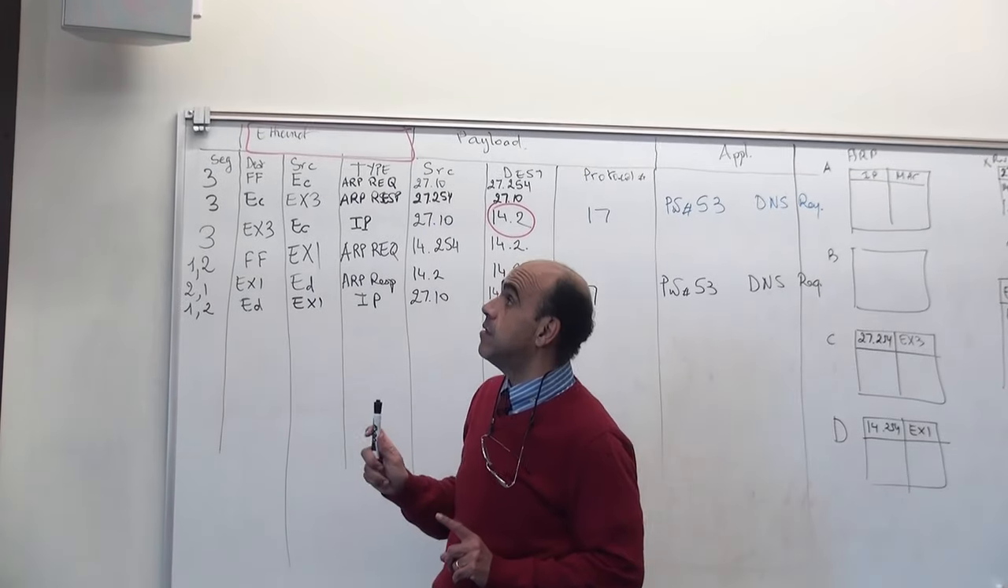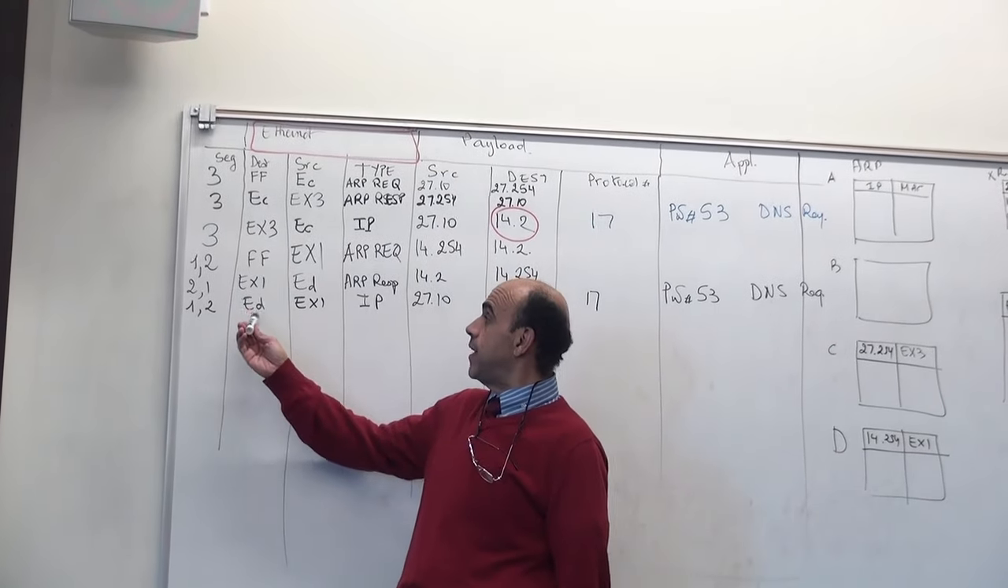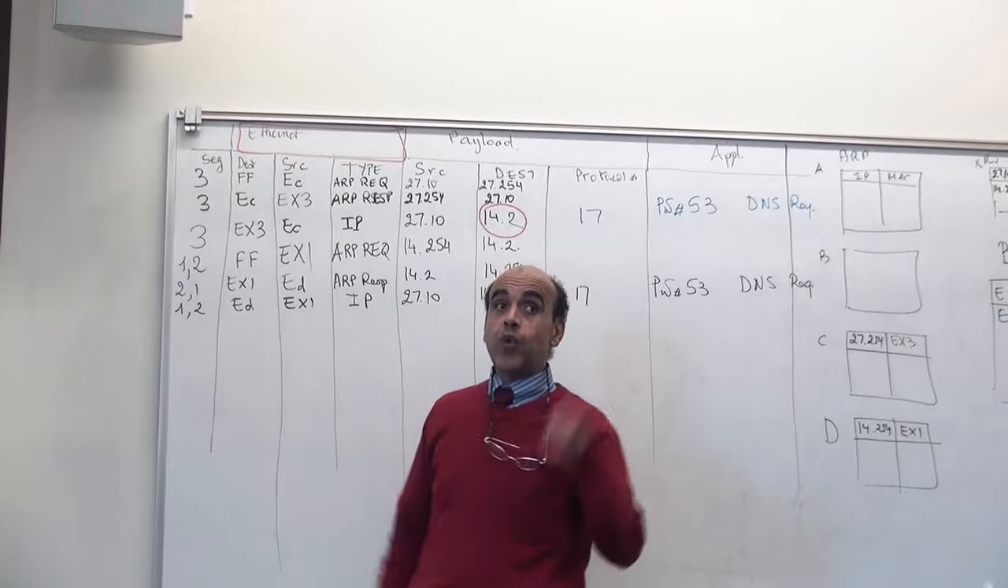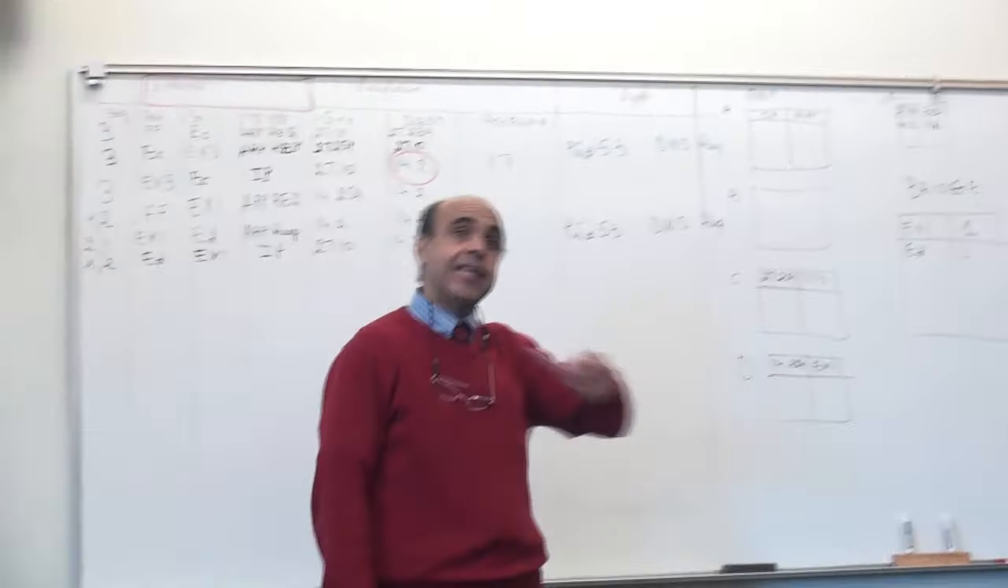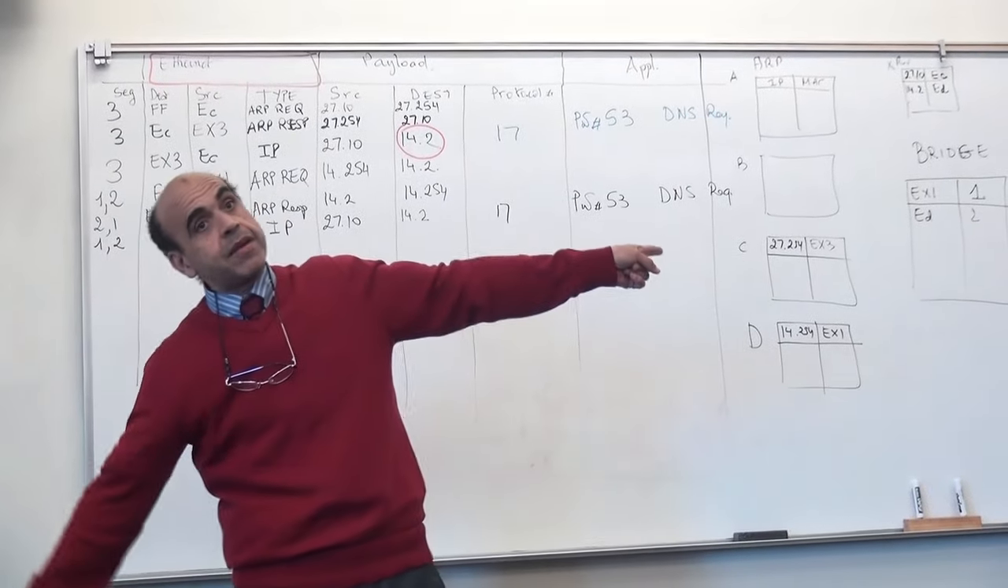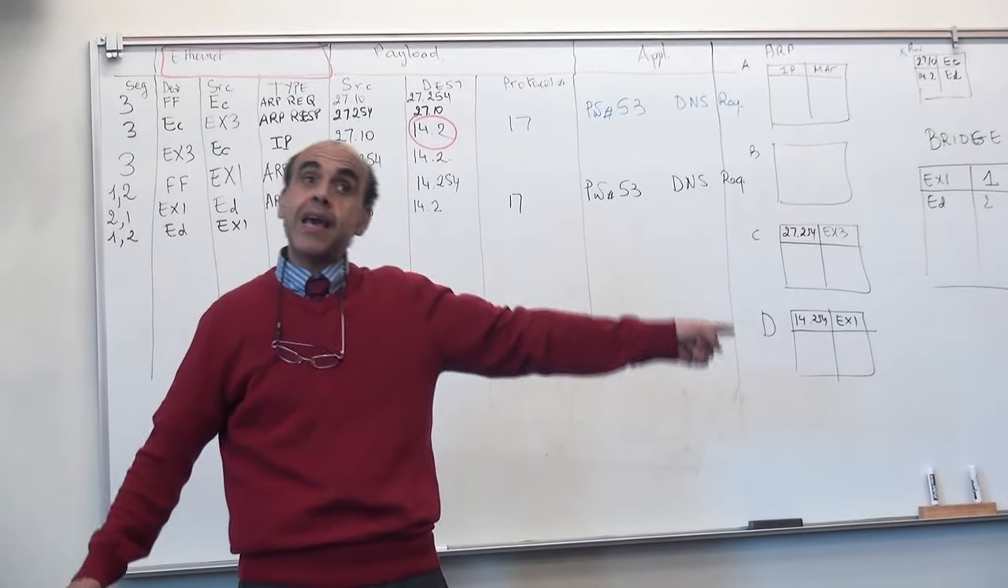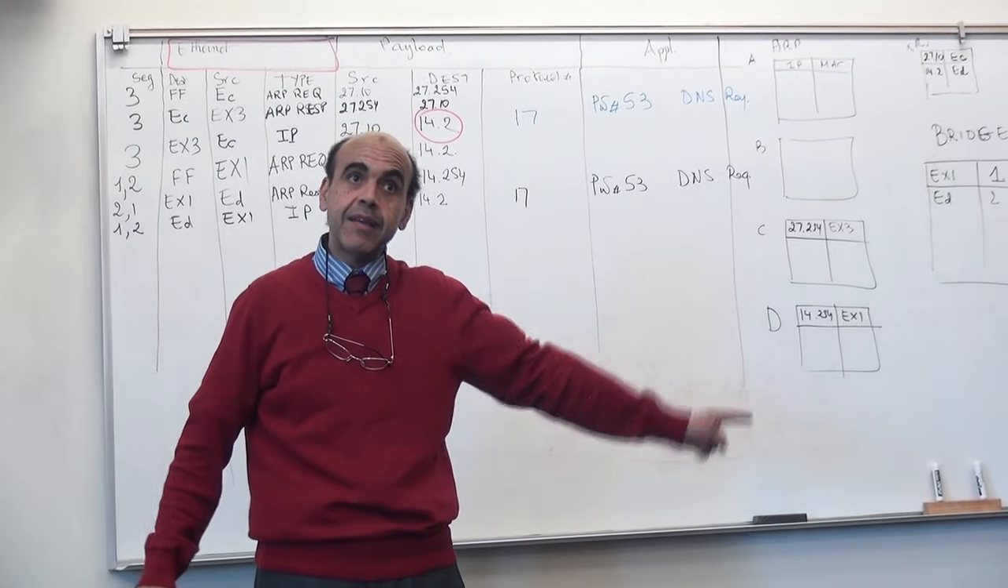Now, the bridge, let us look at the bridge. The bridge received that thing that has to go to ED. Will he forward? Yes, because when he looks, ED is on port 2, and something is coming from port 1. Then I have to forward, okay?